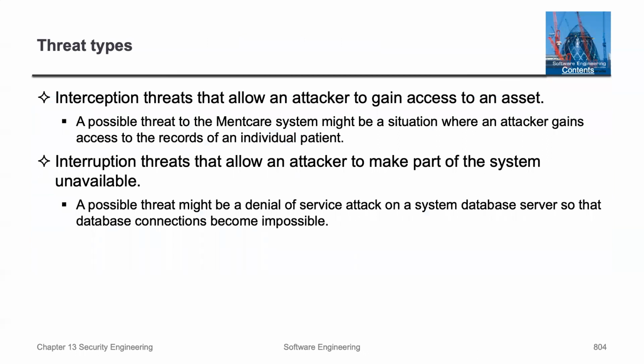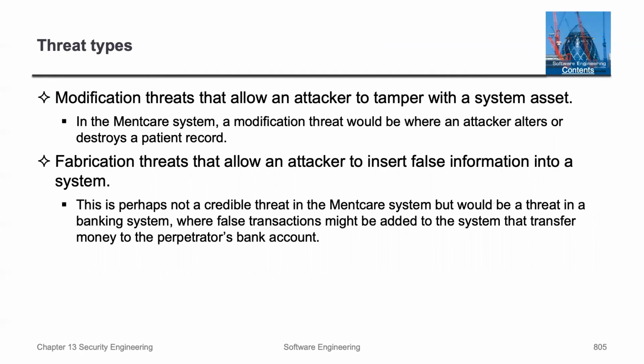MentCare system. In terms of threat types, there's the interception threat that allows an attacker to gain access to an asset. A possible threat to the MentCare system might be a situation where an attacker gains access to the records of an individual patient. Interruption threats will allow an attacker to make part of the system unavailable. A possible threat might be denial of service attacks on a system database server so that the database connections become impossible. You could have a modification threat that allows an attacker to tamper with a system. So in a MentCare system, a modification threat would be where an attacker alters or destroys patients' records. And then for fabrication threat, this would allow an attacker to insert false information into a system. This may not be something that would be an issue for MentCare.